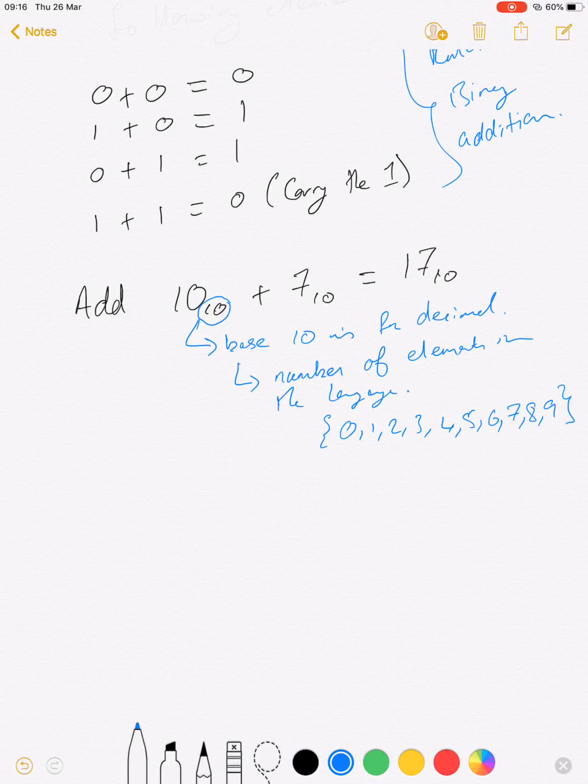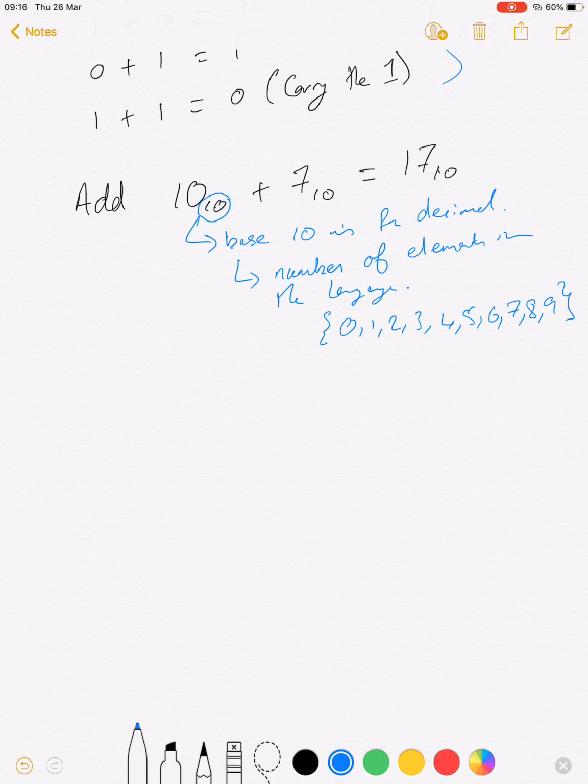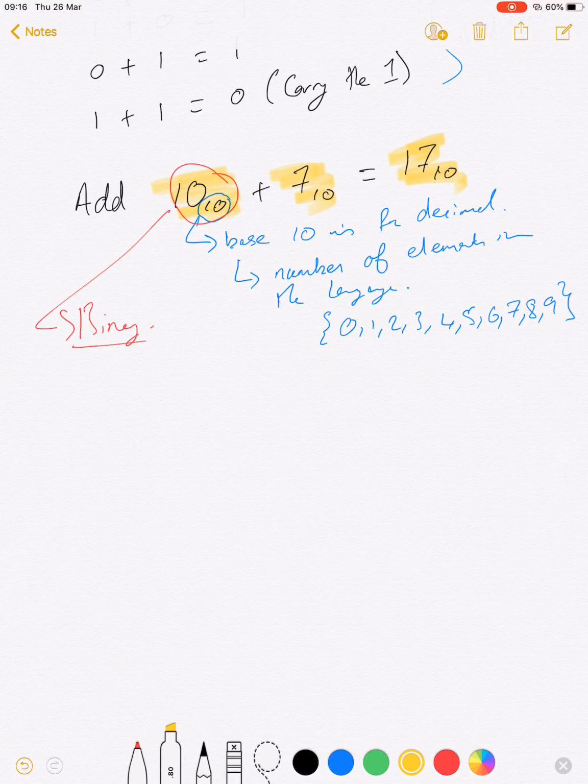Okay, so let's think about this for a second. The first thing we're going to have to do is take this number, 10 base 10, and see what that is in binary. The question I'm trying to get down to is 10 base 10 plus 7 base 10 is equal to 17. So we know that. This is our fundamental question. When we're adding decimal numbers, if we add 10 plus 7, we get 17.